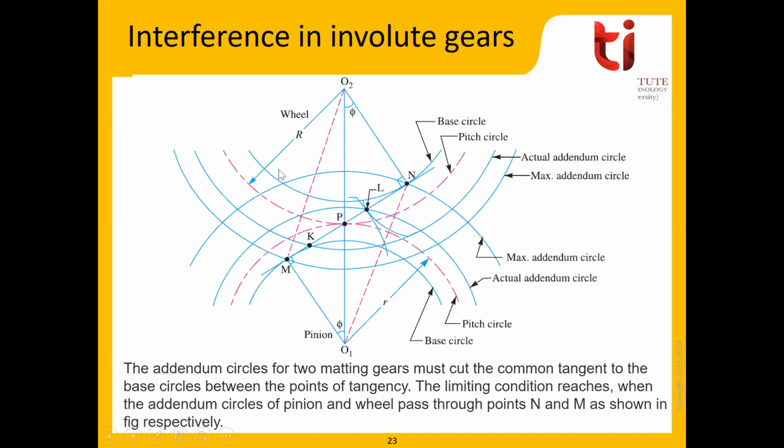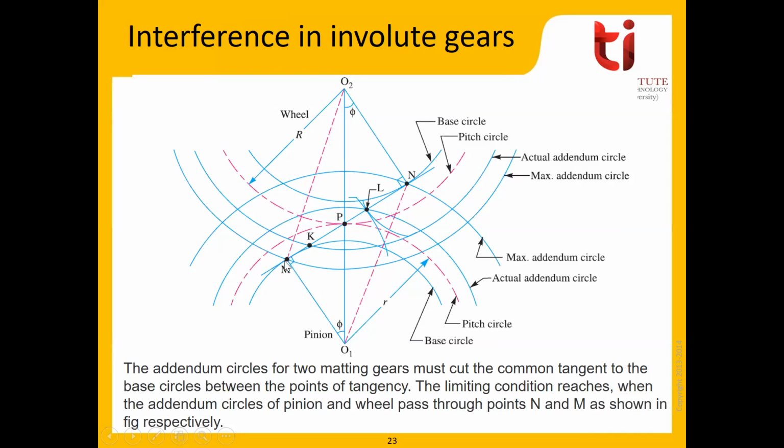Now if we keep on increasing the addendum of this wheel, the point K will keep on moving towards this point, and it will overlap, superimposed on M. And if we keep on increasing the addendum circle of this pinion, L will keep on moving towards N. So now the contact will start from this point and end at point N. Now if we further increase the addendum of this pinion or this wheel, this intersection point will move further from M.